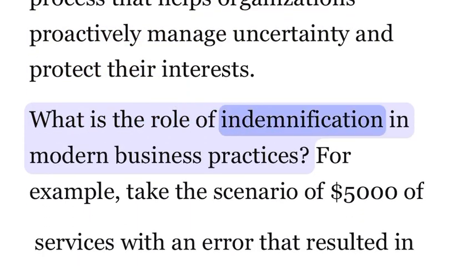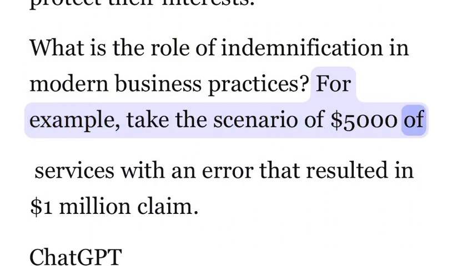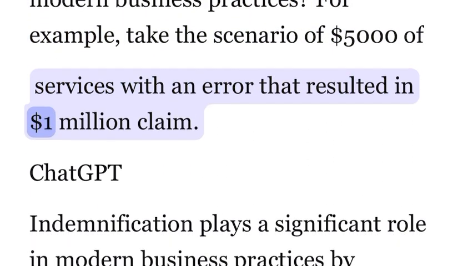What is the role of indemnification in modern business practices? For example, take the scenario of $5,000 of services with an error that resulted in a $1 million claim.